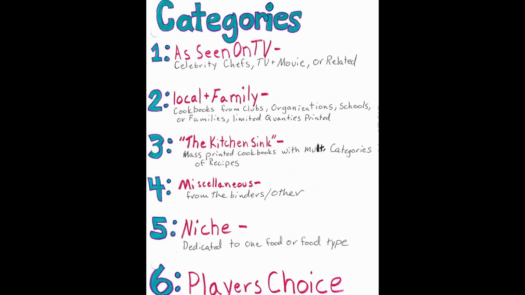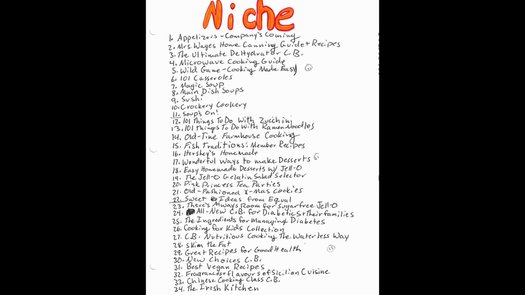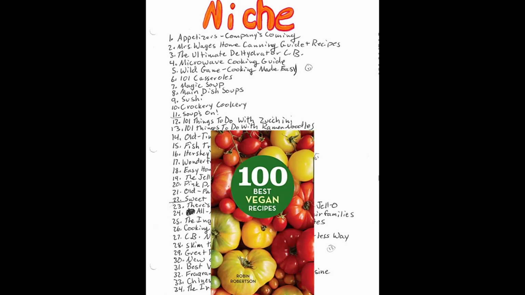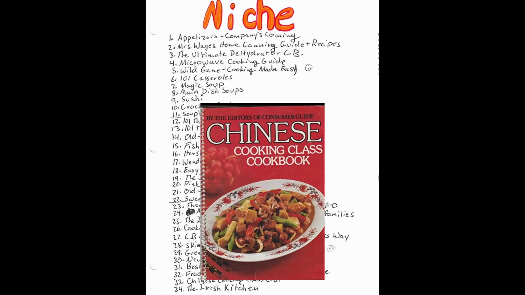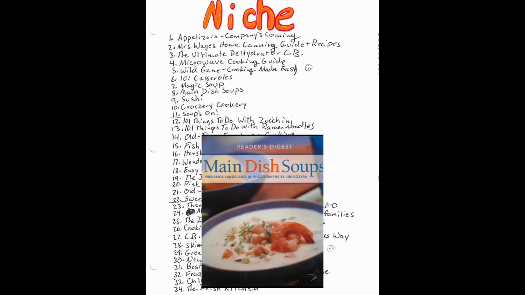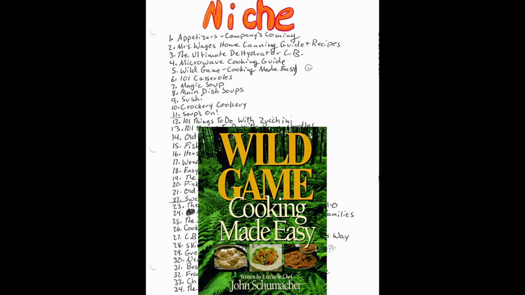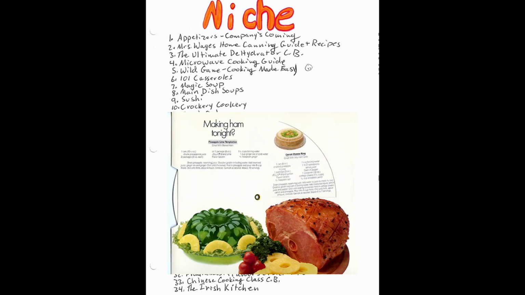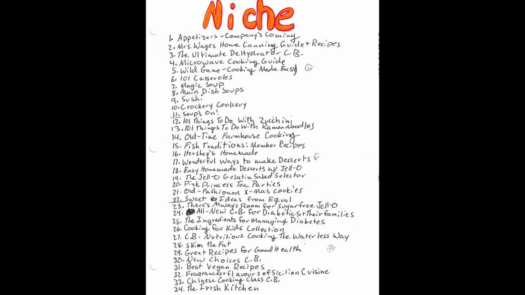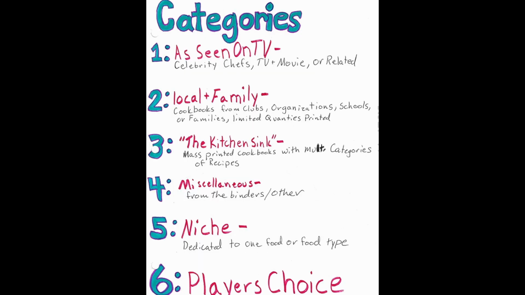Category 5 is niche. These are cookbooks dedicated to one food or food type. In this category, I have things like vegan cookbooks or a Chinese cookbook, main dish soups, wild game cookbook, the Jell-O salad selector, which I hope to never select to cook a recipe out of, just books dedicated to one type of food. Category 6 is player's choice. If I land on there, then I get to pick what I want to cook.